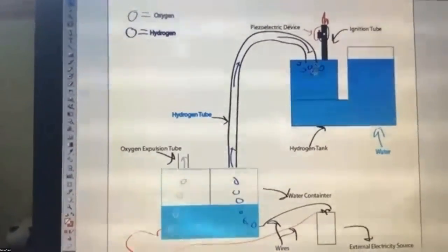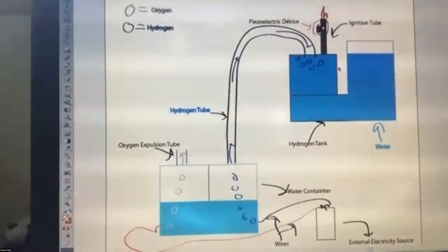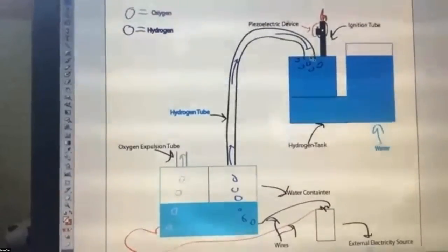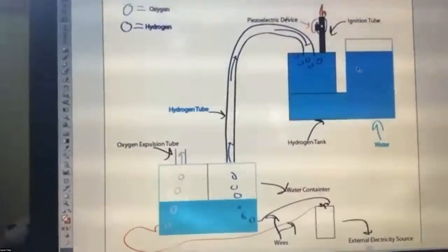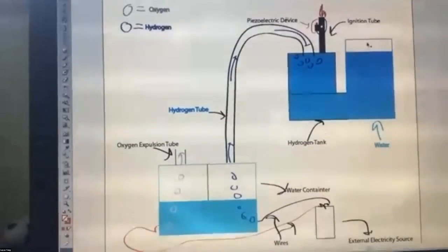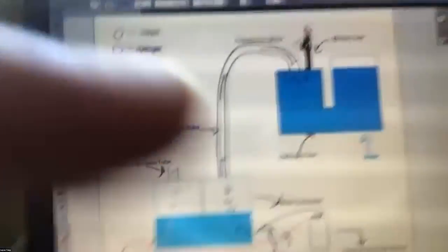This container is shaped like this, and this blue stuff is water, so that you can see when the hydrogen enters into here, it floats to the top and displaces some of the water in there. So the water level rises up here. And when that does that, it puts pressure on the hydrogen so that it can go out through this tube.